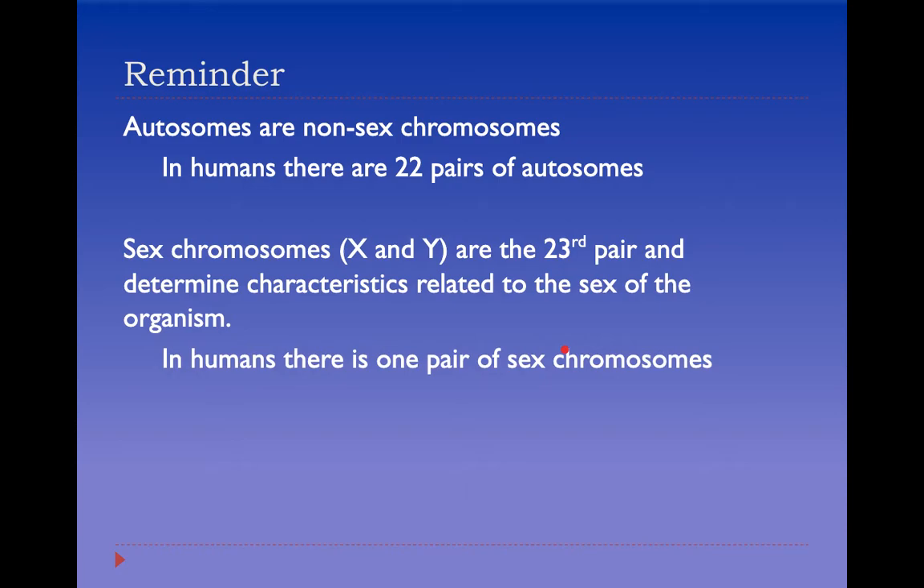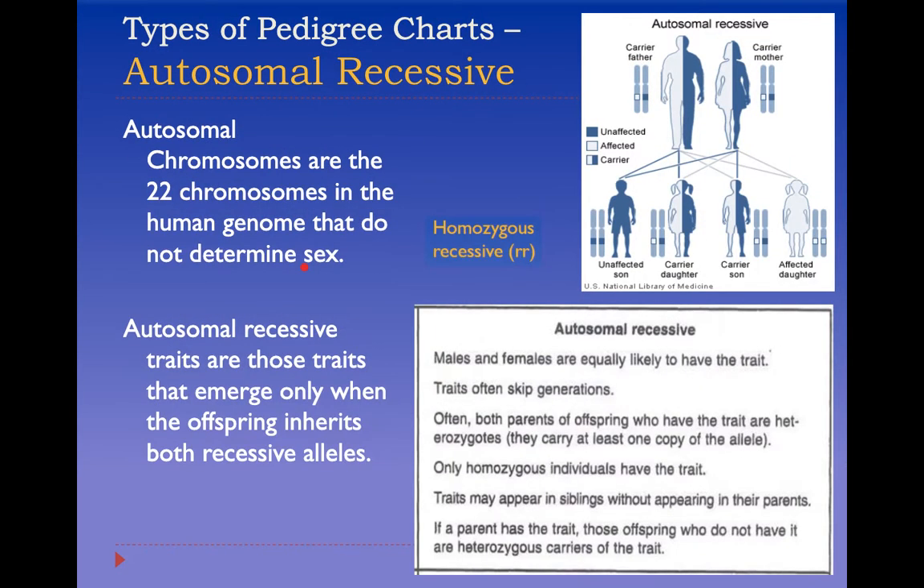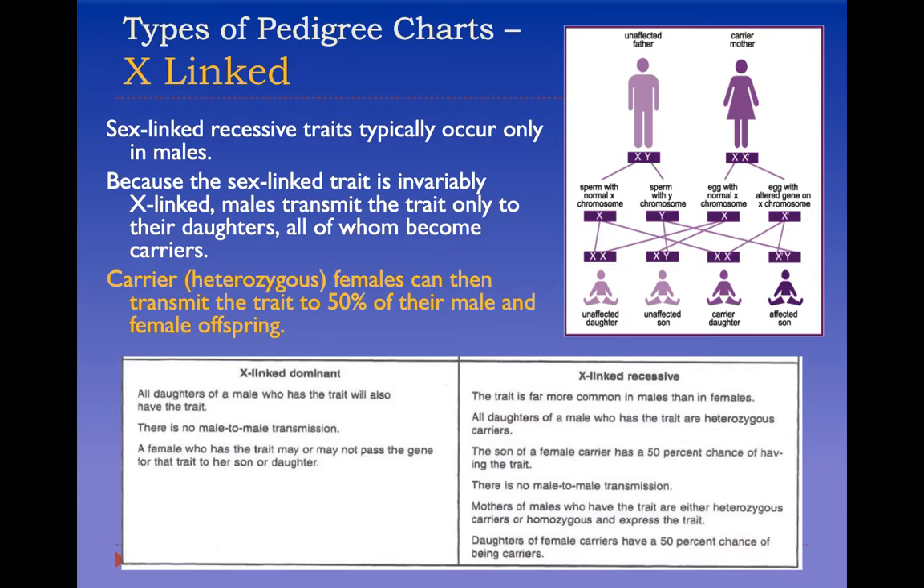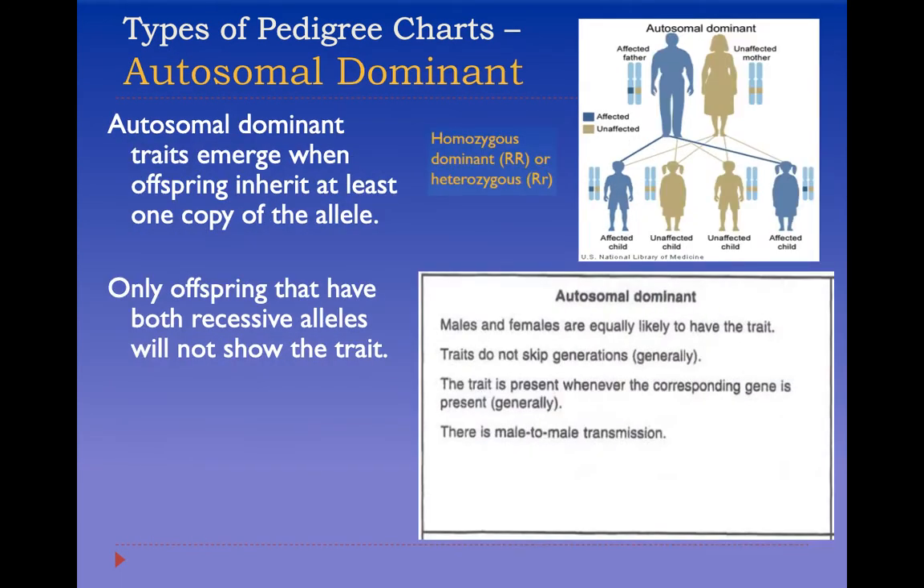As a reminder, we know that there are autosomal chromosomes and sex chromosomes. So we need to understand that there's autosomal inheritance and sex-linked inheritance. So let's take a look. If the trait is dominant, and you should know this, homozygous and heterozygous individuals will express the trait. Only offspring that have both recessive alleles will not show the trait.